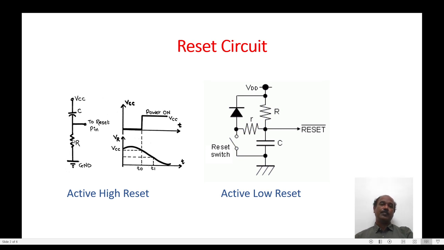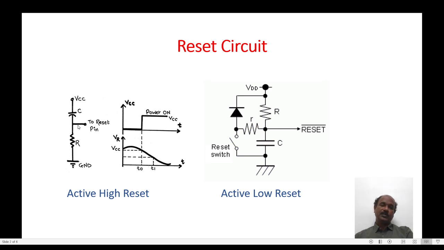Now as the time passes, the current starts flowing through this C and R and the capacitor goes on charging. So the value of this voltage goes on decreasing. As you can see here, the value of the reset signal is decreasing. Once this capacitor is fully charged, the value of the reset signal becomes 0, as you can see here. During this time period from T0 to T1, the processor is held in a reset state. So this is active high reset. During this period, the processor will be reset. Once the signal becomes 0, the processor will start executing from the reset vector.